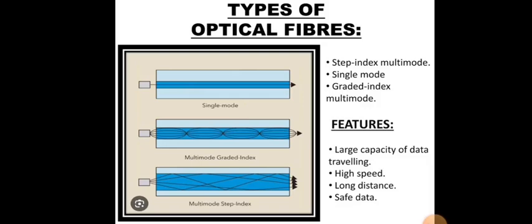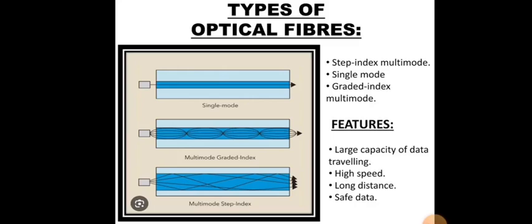The third and the last is the graded index multimode. When the index of refraction at the center of the core is made higher and reduced gradually, light in the core curves helically due to variation in the index of refraction. These graded index fibers are often used in local area networks.